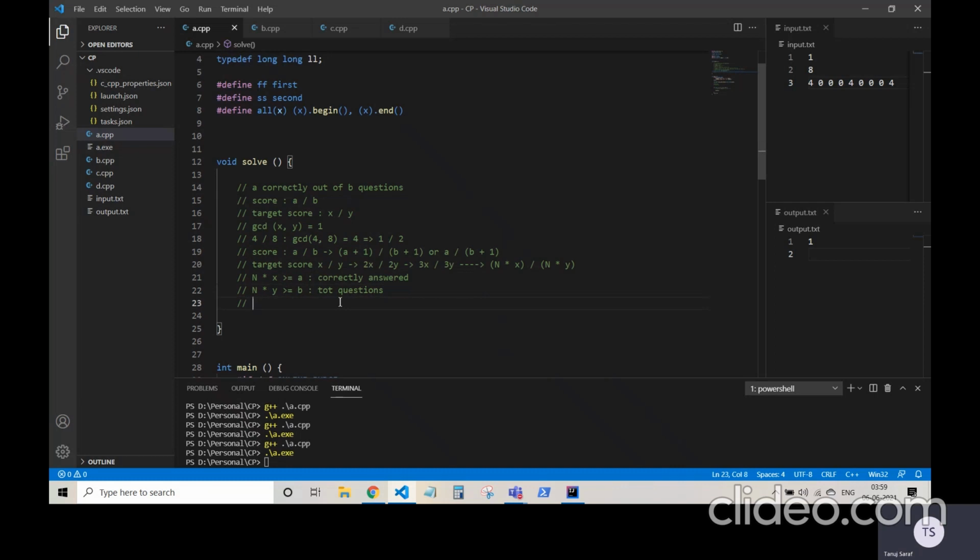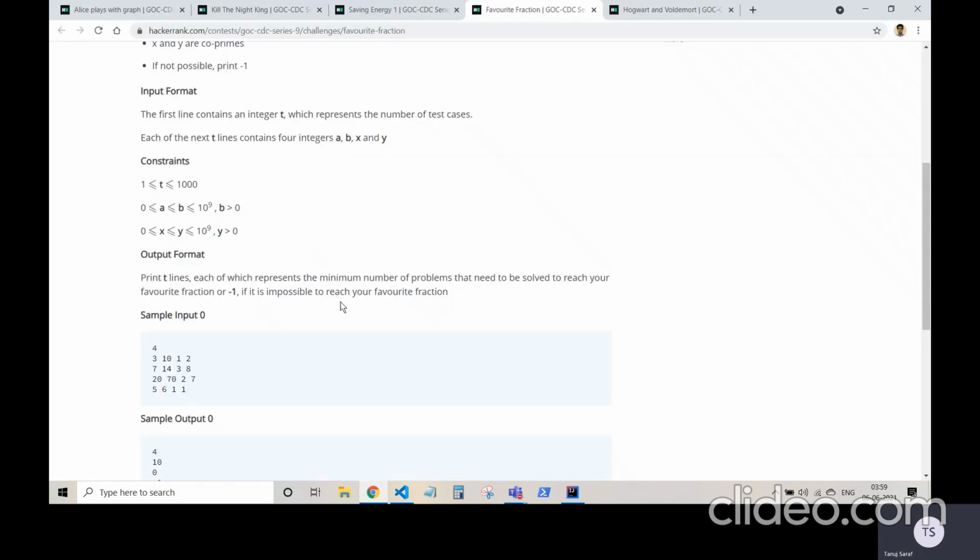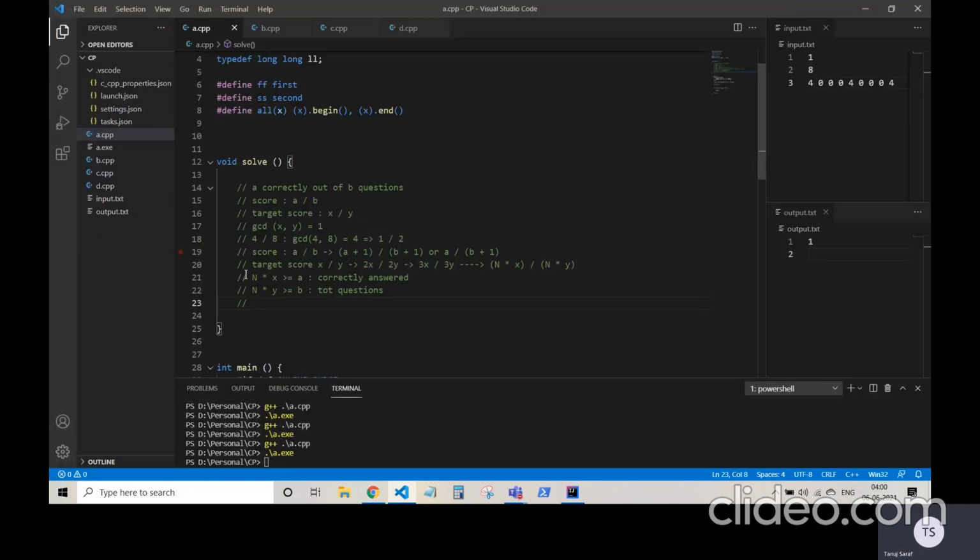There is another condition that we have not taken into consideration, and that is, for every problem that I attempt, either I answer it correctly or I answer it incorrectly. This means that the number of questions that I have answered correctly is definitely less than or equal to the number of questions that I have attempted, right? And this is also given in the constraints. A is less than or equal to B, X is less than or equal to Y, right? You cannot answer more questions correctly than you have attempted.